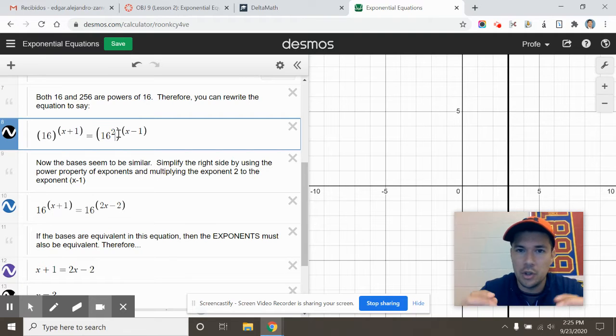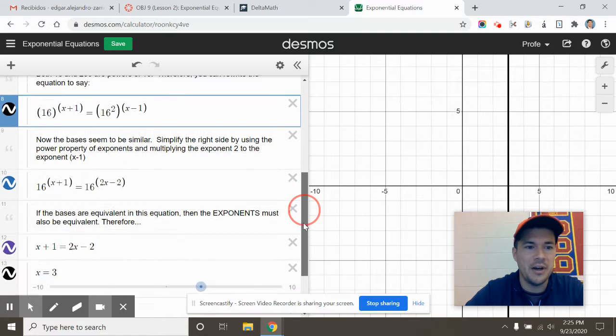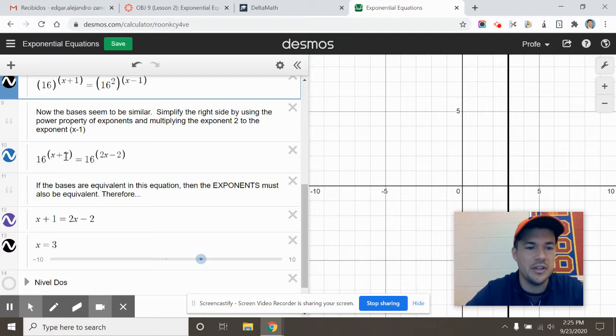Now you have an exponent that is raised to another exponent, which means you can multiply those exponents. So I'm going to simplify my equation now to 16 to the x plus 1, where the left side remains the same. On the right side, I now have 16 to the 2x minus 2.